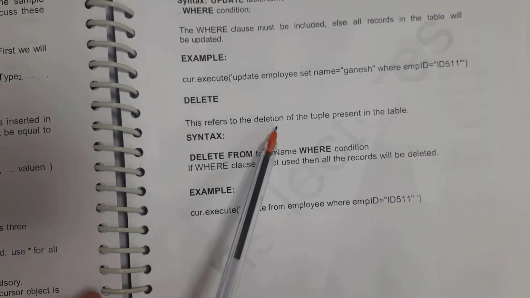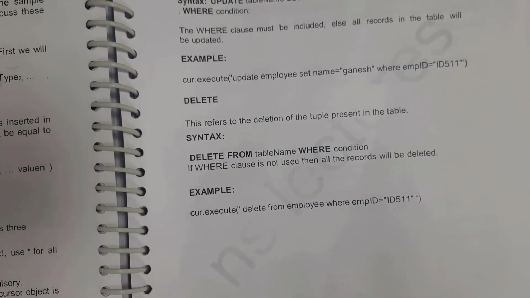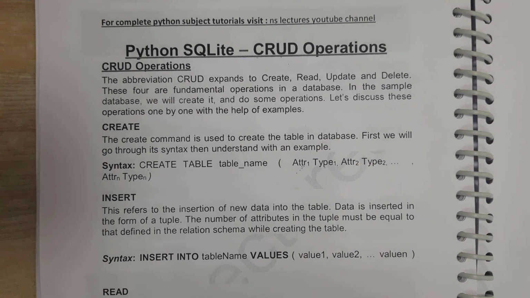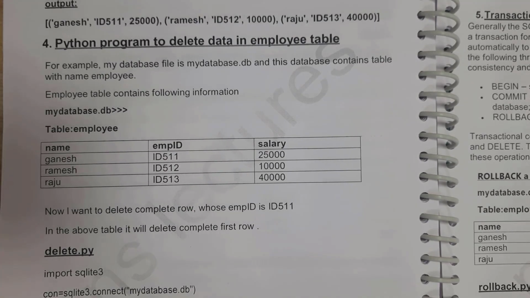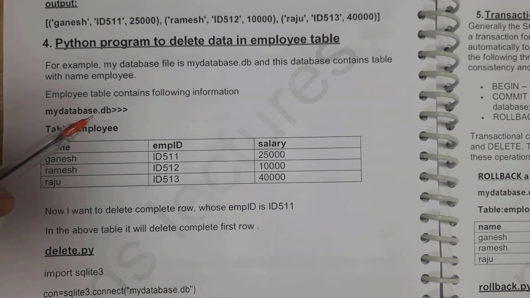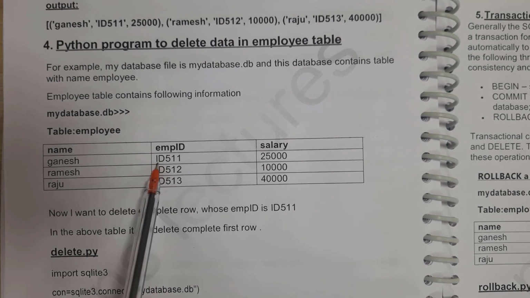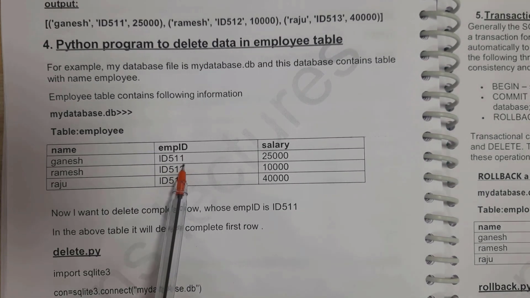Delete refers to deletion of a tuple present in the table. A tuple is nothing but one row represented as a tuple. For example, I want to remove one complete row. This is known as delete. For example, this is my database. My database name is mydatabase.db and this database contains the table employee, and this is the employee table data. Now I want to delete this complete row whose employee ID is ID 511. Now I will write the program for this.